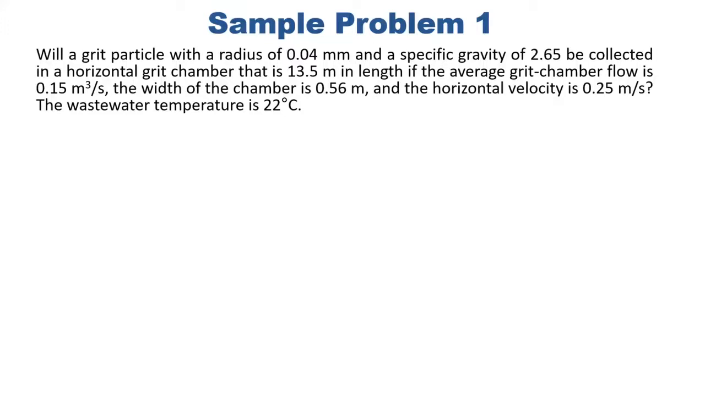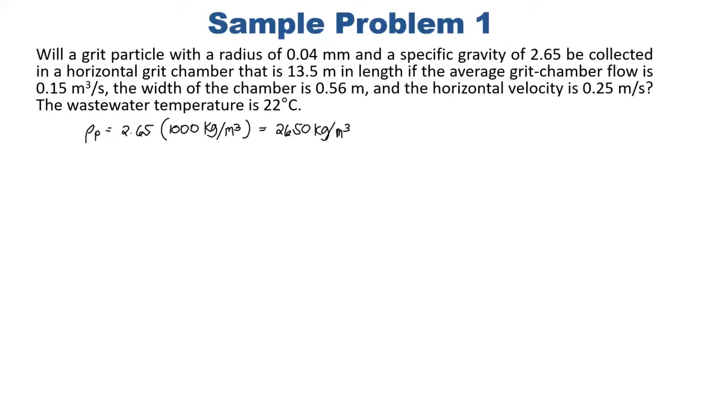It states in the problem that the wastewater temperature is 22 degrees Celsius and we need to find the density of the particle, for which we have been given the specific gravity. So for the density of the particle, it's 2.65, which is the specific gravity, times the reference density, which is the water. The density of water is 1,000 kilograms per cubic meter. So it's equivalent to 2,650 kilograms per cubic meter.